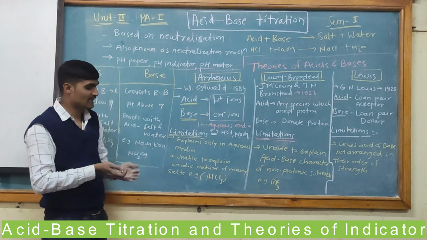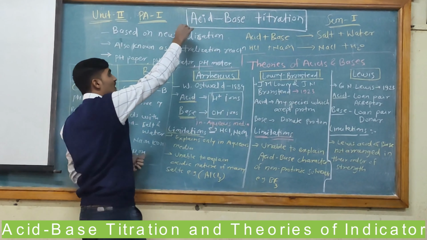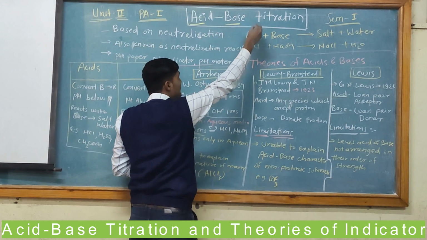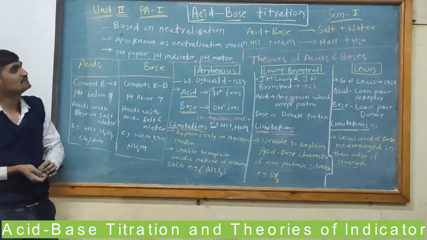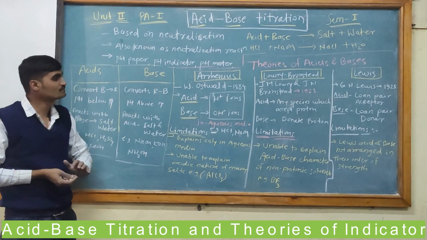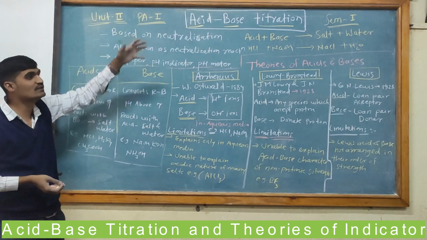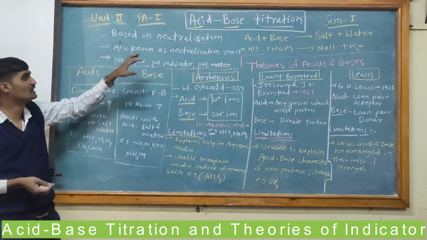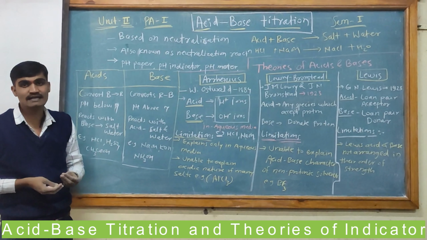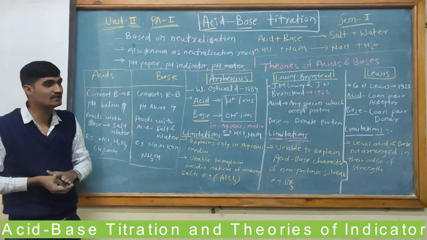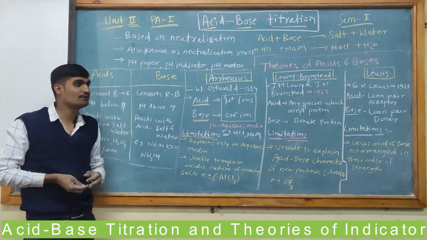Here this acid-base titration is divided into three parts: acid, base, and titration. Firstly, what do we mean by acid-base titration? Acid-base titration is based on the neutralizing reaction between acid and base. The acid may be analyzed or titrated, and it is vice versa. So it is based on the neutralizing reaction between acid and base.